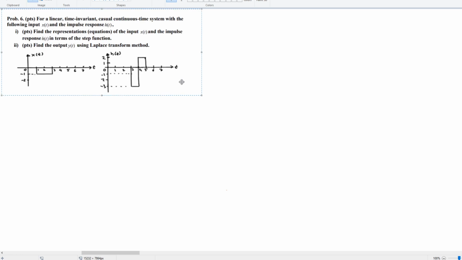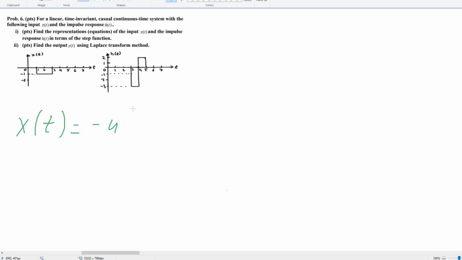Problem 6. For a linear, time invariant, causal continu... Okay, it doesn't matter. Let's find the x of t function. I don't even have to look at what the question is asking me. I just know, okay, this is an x of t, this is an h of t. We're gonna have to multiply them together.